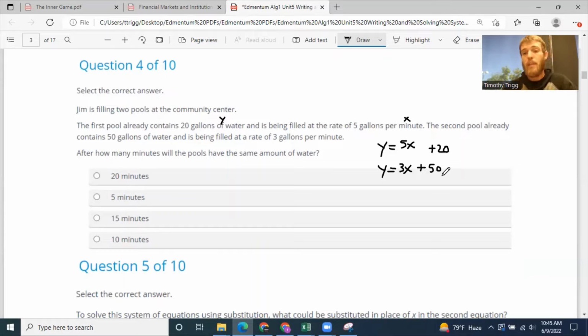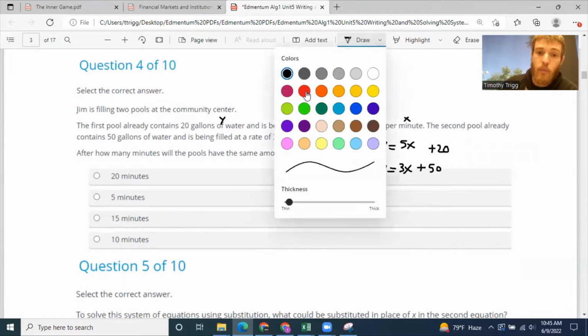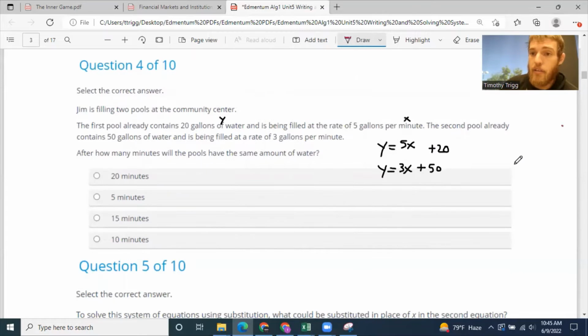One thing we could do is graph these two equations and just see where they cross, and that would be our solution. However, let's go ahead and use substitution to solve this. The thing I like about this system is that they both say y equals, right? So since they already both have y by themselves, it's easy to implement substitution. So y equals 5x plus 20. I can go ahead and replace the y in the second equation with what y equals from the first equation.